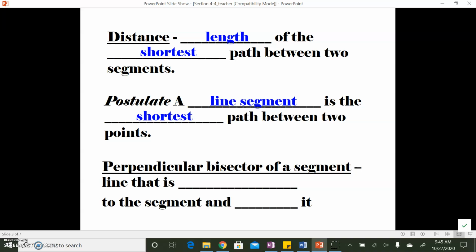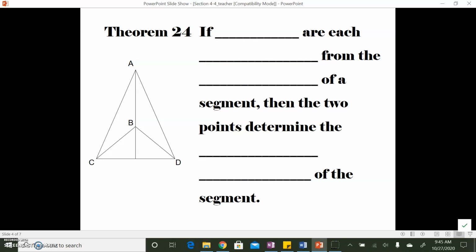And then a quick review of the perpendicular bisector of a segment. It's a line that is both perpendicular to a segment and cuts it in half. We've seen that, we've used that, we've studied that already.